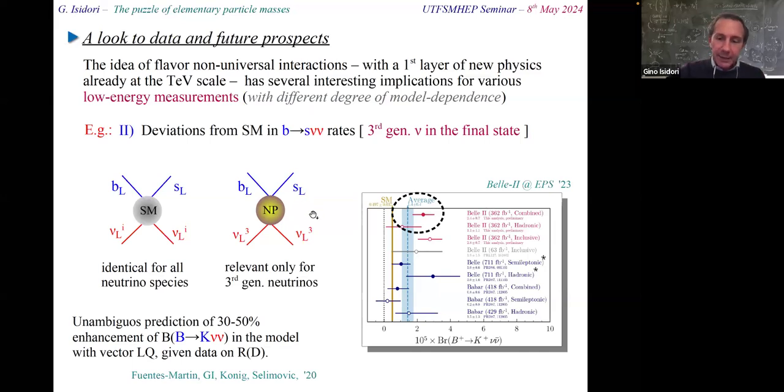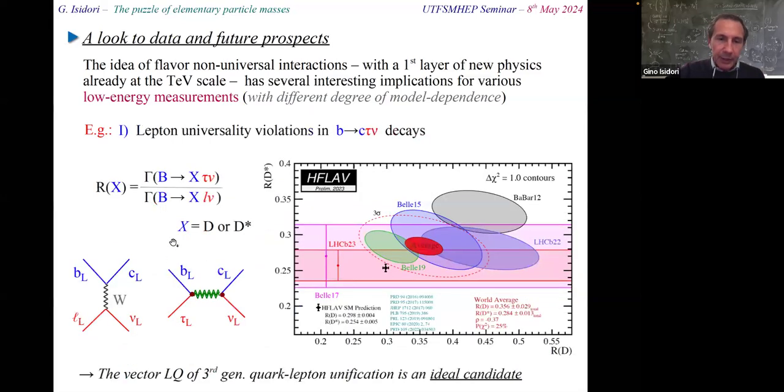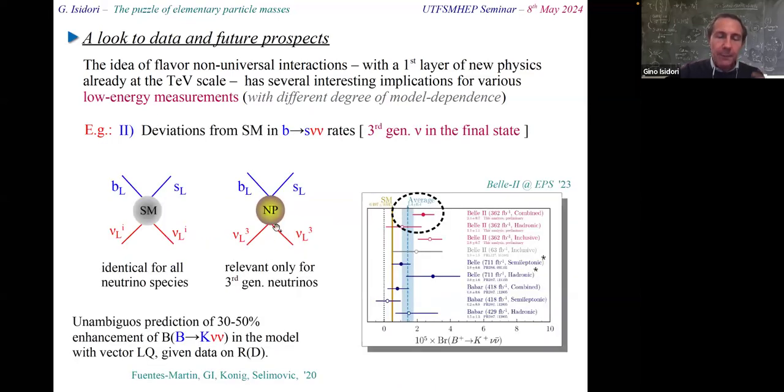And what is nice is that if we take this model here, we can close the loop, we can predict the effect here. And actually, there is an unambiguous prediction of an enhancement of B to K nu nu in the model with the vector leptoquark, given that you try to explain the previous anomalies in RD. And this prediction was made well before observation. Now there is an observation done by Belle II, where the error is big, with another 2.5 to 3 sigma tension that goes exactly in the right direction. So this is very interesting.